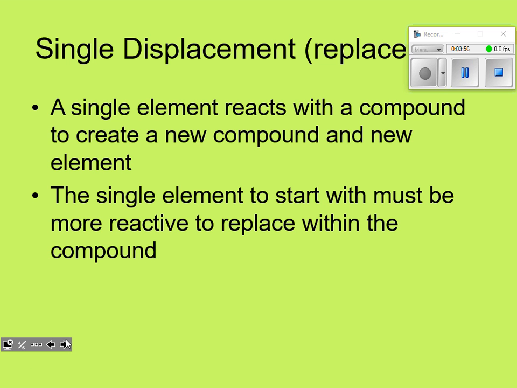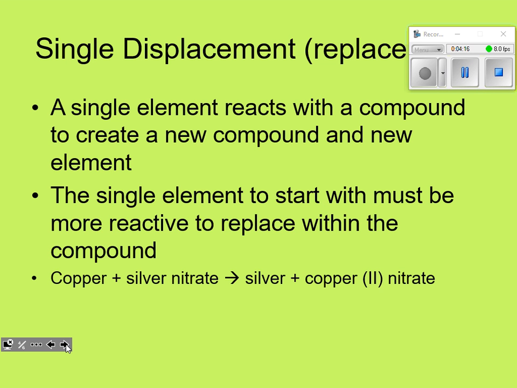So, the single element to start with must be more reactive to replace that within a compound. Remember back to first semester, we talked about things like fluorine being more electronegative, more reactive than chlorine, for example. There is something next class that I can introduce to help you with identifying what's more reactive than something else. For now, a reaction that I would again like students to write down in formula format is copper metal plus silver nitrate solution, making silver metal and copper(II) nitrate solution. And feel free to pause the video to give students a chance to write down these formulas.